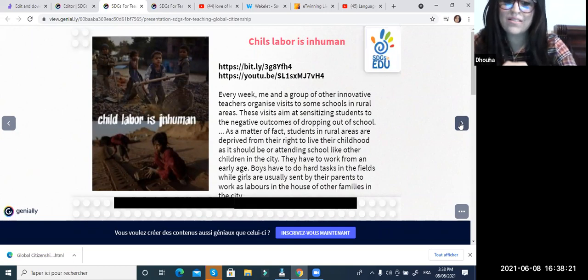As a matter of fact, students in rural areas are deprived of their right to live their childhood as it should be, or to attend school like other children in the city. They have to work from an early age. Boys have to do hard tasks in the fields, while girls are usually sent by their parents to work as laborers in the houses of other families in the city. Therefore, our visits tend to support these students and try to find solutions to their problems.